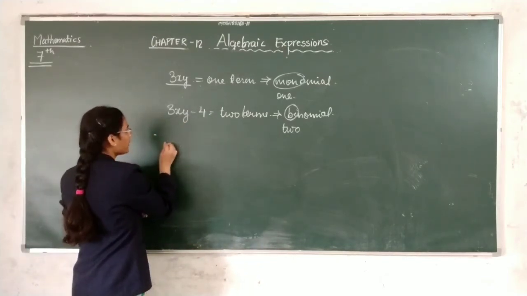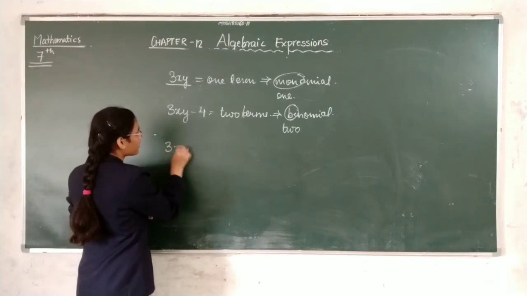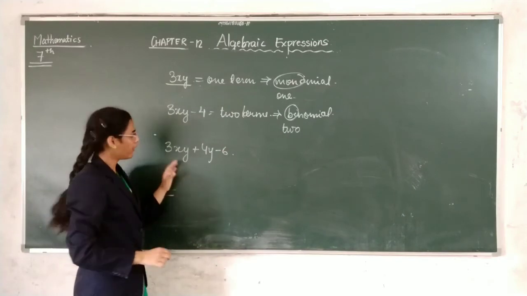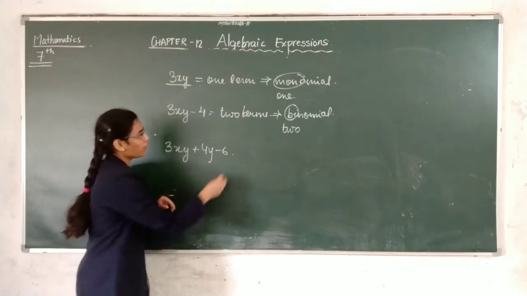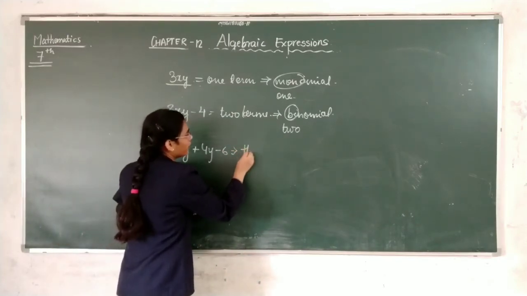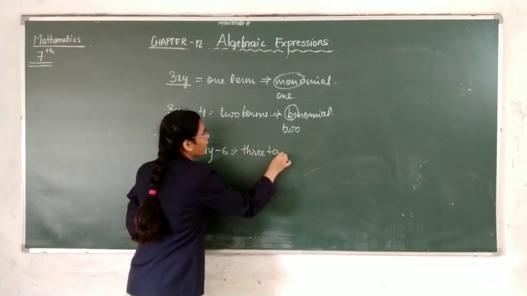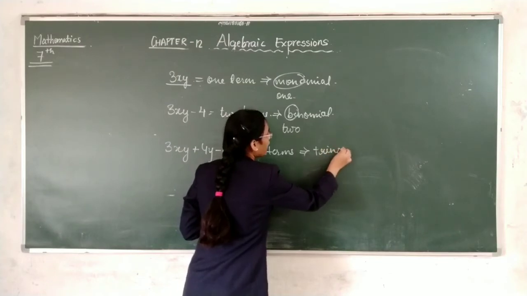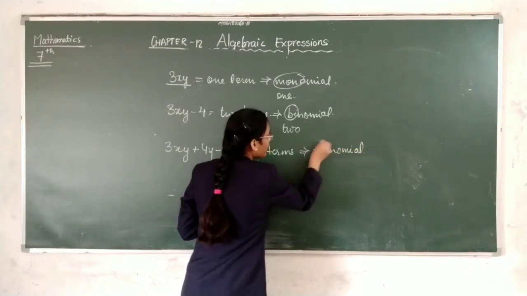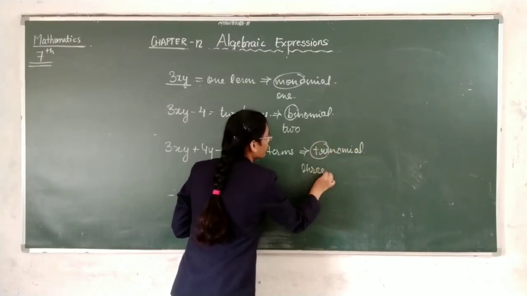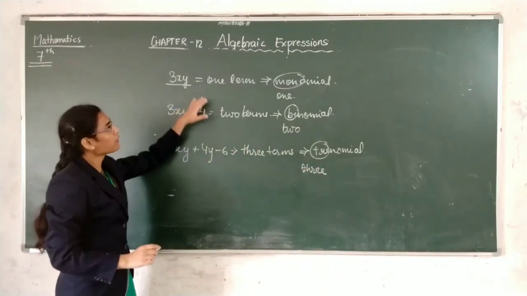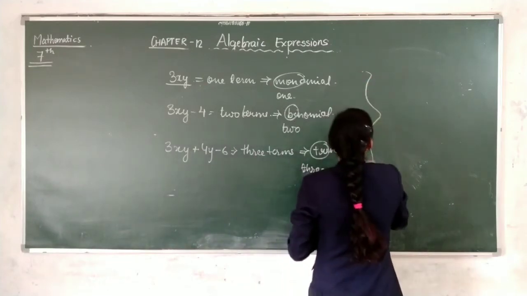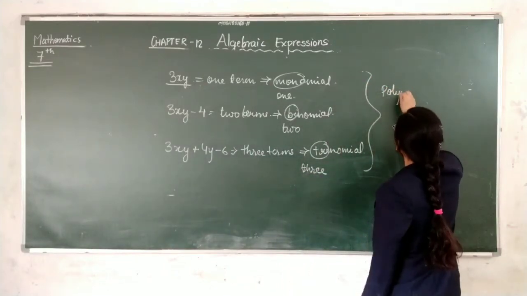Now, if our expression contains three different terms, 3xy plus 4y minus 6, in this expression we have three different terms. So here there are three terms in our expression, so it will be called a trinomial. Here tri means 3. And all these monomial, binomial, trinomial are called polynomials.